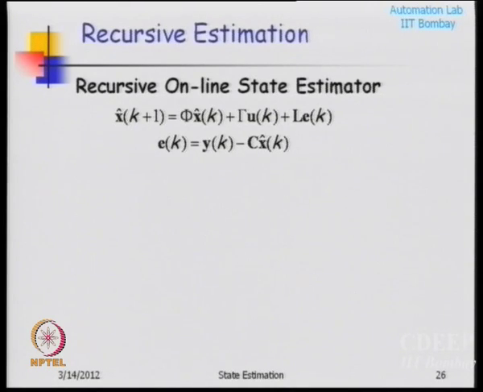Is everyone with me on this? Y hat K is C times X hat K. Okay. Y measured, if I use this, what is L? L is a gain. Just like proportional gain which you use in the feedback control loop, this is a gain matrix. I am going to use this gain matrix to tweak the stability or performance of the observer.